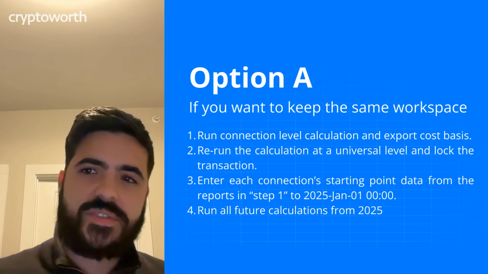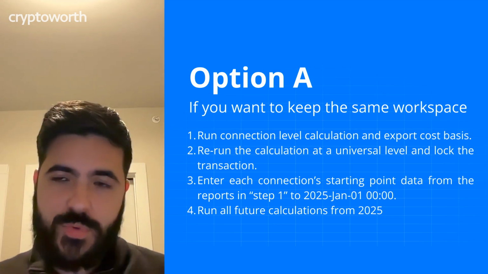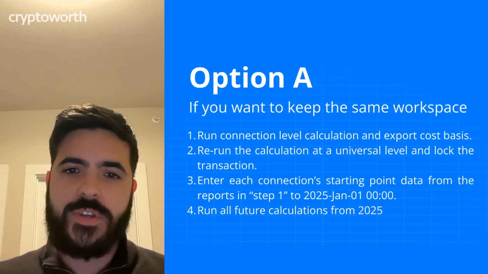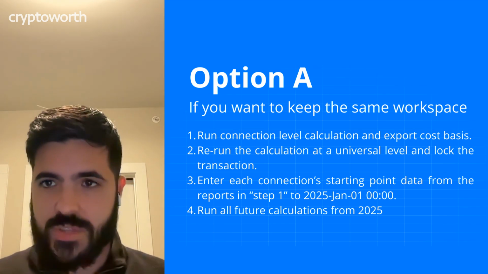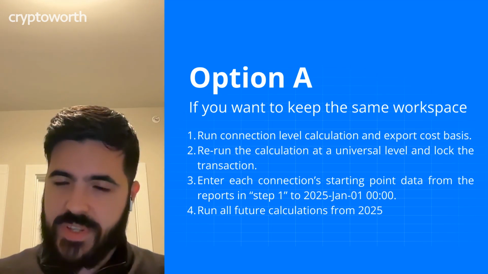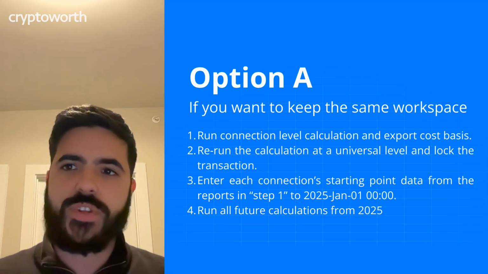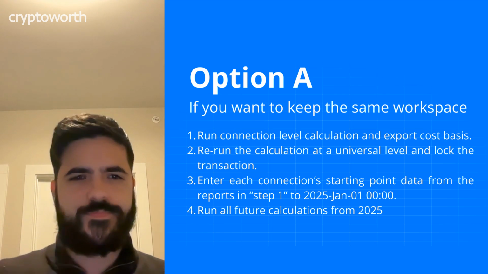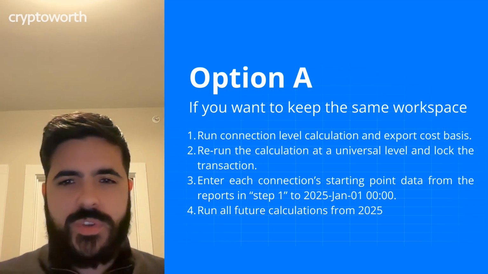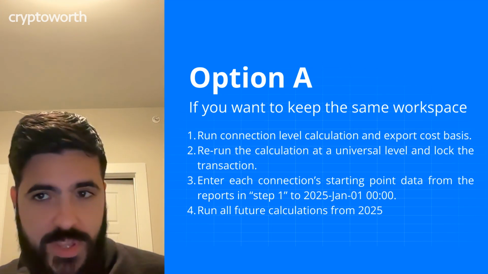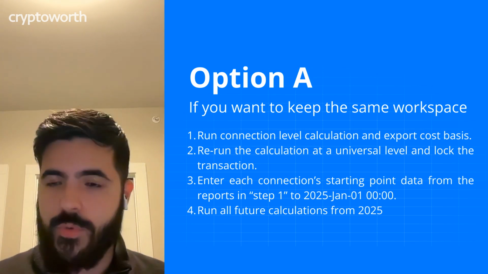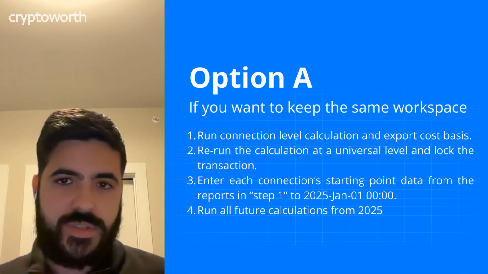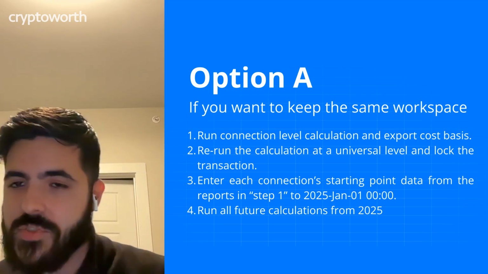Why is this important? Well, this export of data is what you're going to use to check as a cross-point reference your cost basis going forward from January 1st, 2025 in your ledger. The second step is to rerun the calculation at a universal level for the last year that you're reporting in that methodology, which is the last year that's allowed is 2024.